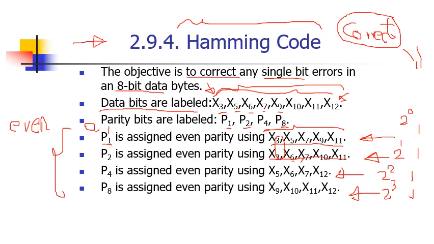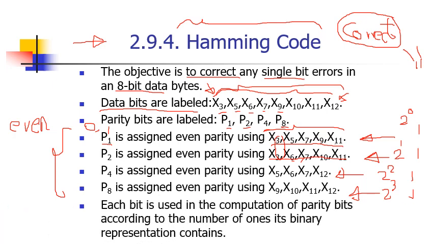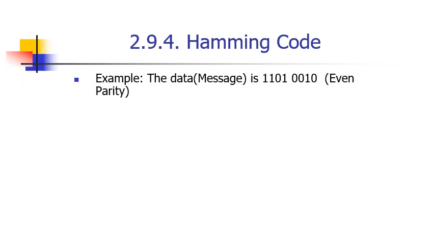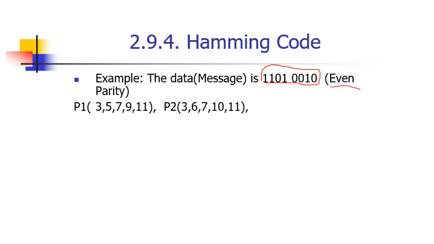Okay, so let's take an example. Here is the message composed of 8 bits, and we assume that we are going to use even parity. Here again we list the bits to be used with each of the parity bits.